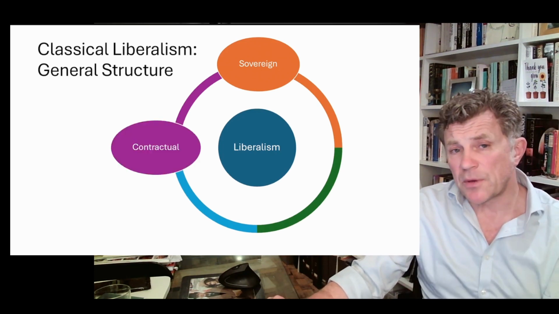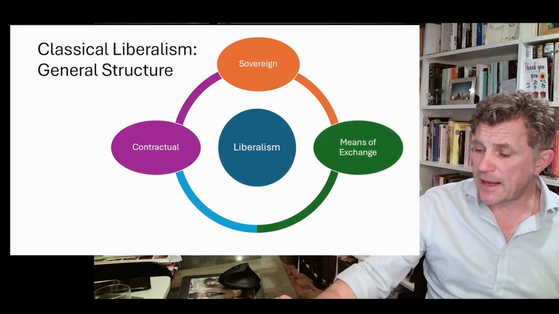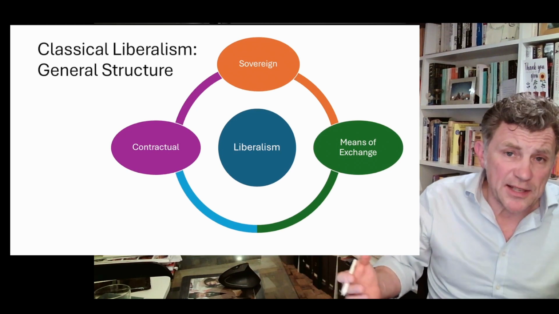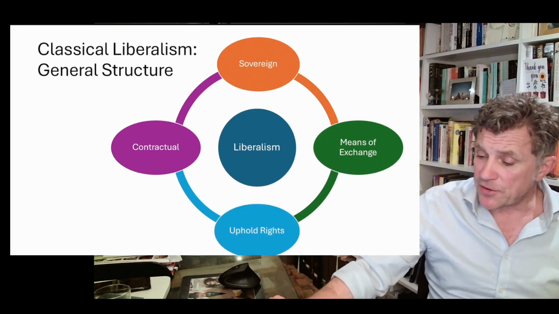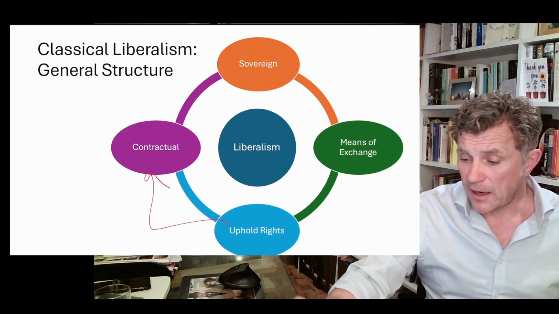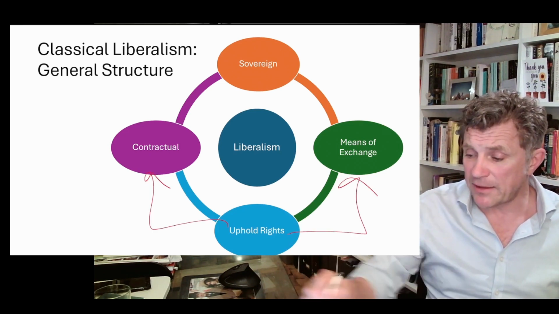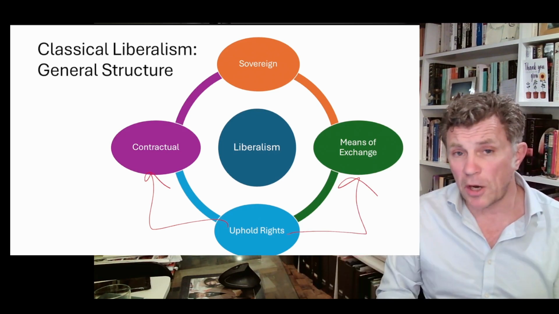That leads us into a social model that is essentially contractual, and an economic model that sees the economy largely as simply a means of exchange. And the job of the state is to regulate that contractual society and the economy, which we do through upholding rights.